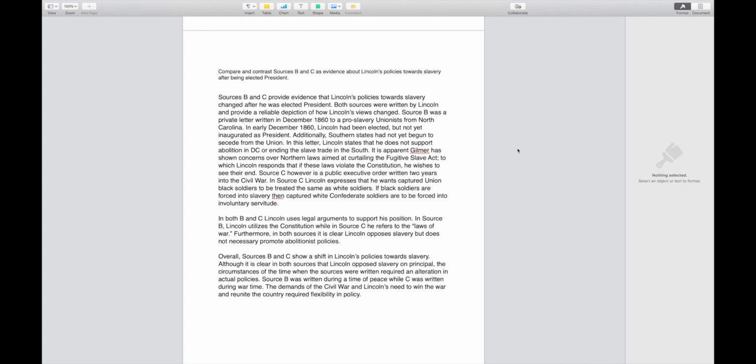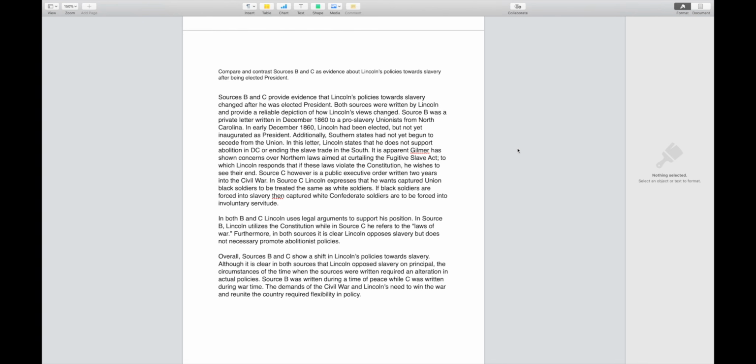In both B and C, Lincoln uses legal arguments to support his position. In Source B, Lincoln utilizes the Constitution, while in Source C, he refers to the laws of war. Furthermore, in both sources, it is clear Lincoln opposes slavery but does not necessarily promote abolitionist policies. Overall, B and C show a shift in Lincoln's policies towards slavery.